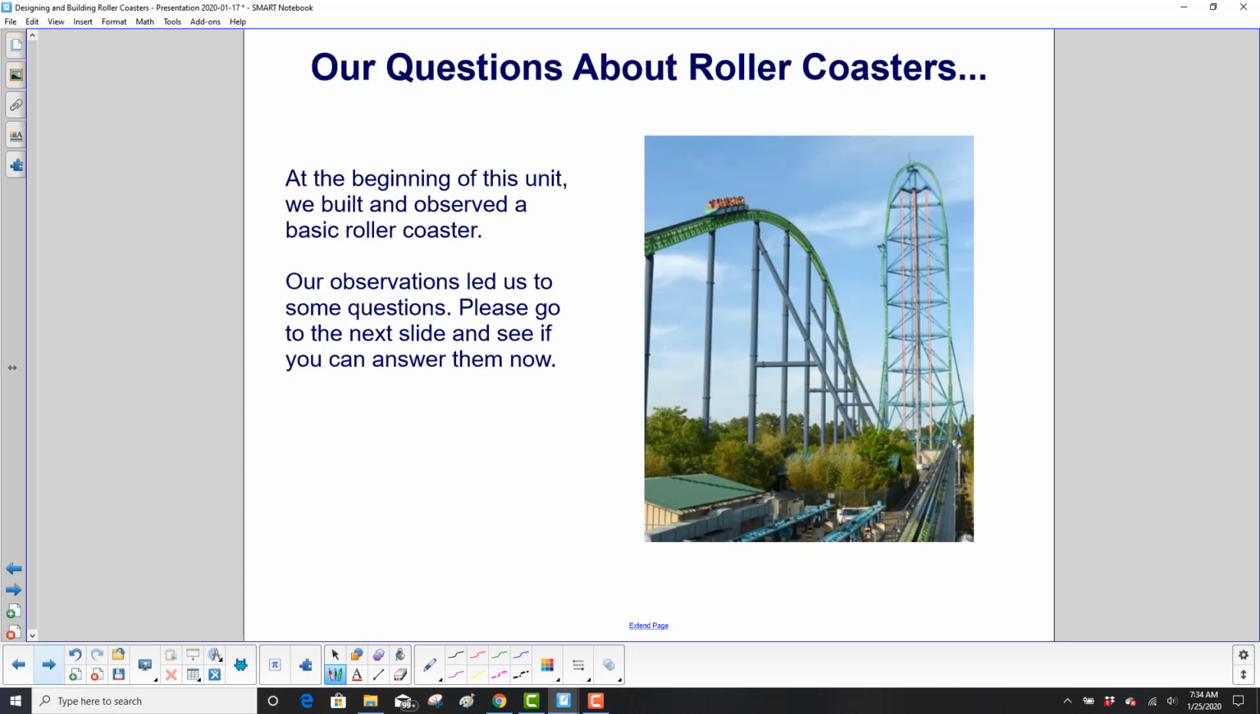At the beginning of this unit, we built and observed a basic roller coaster. No, not this one. We built it out of some tubing. Our observations led us to some questions. Please go to the next slide and see if you can answer them now.